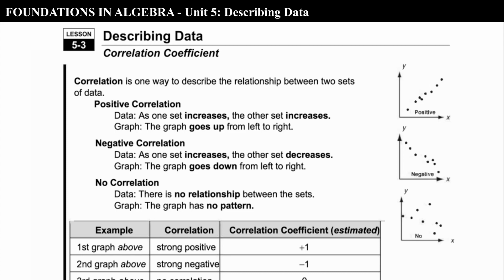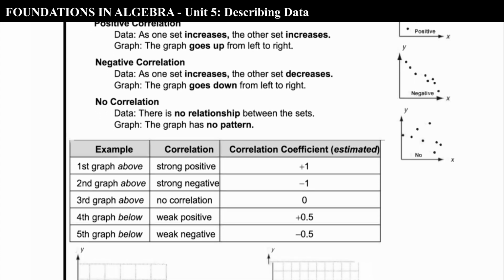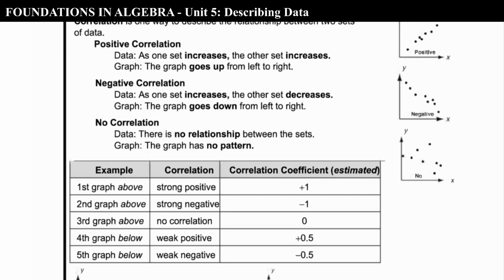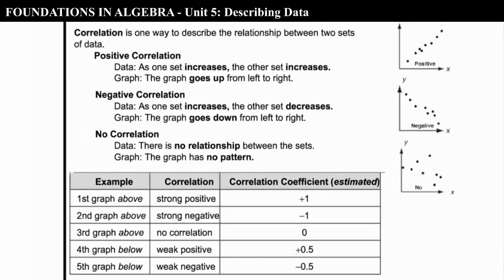But we can also talk about it in terms of whether or not we have strong or weak correlation as well. So the first graph above here is giving us a strong positive correlation because you can almost draw a line directly through all of these data points. You won't capture all of them, but they all come fairly close. So you would have a strong positive correlation.